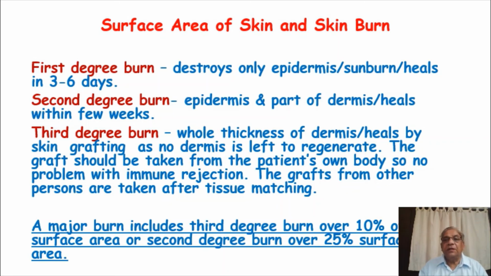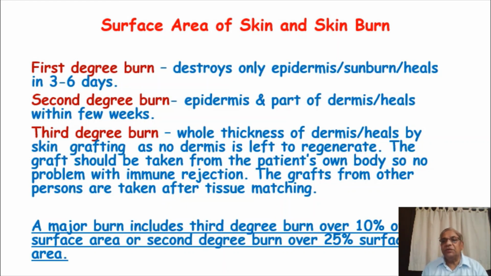Now, this last sentence here, which is underlined, is important. This will tell you how not only the surface area, but the depth of the skin burn is taken into consideration for the calculation of a major burn. So what is the definition of a major burn? It includes the third degree burn, that means where the whole thickness of the dermis is destroyed, over 10% body surface area.